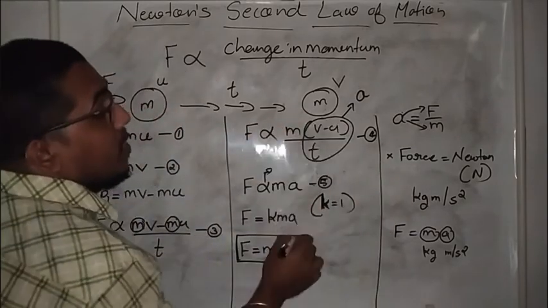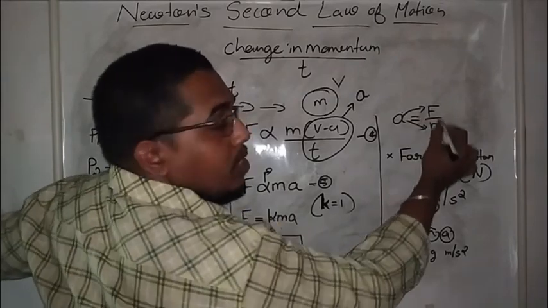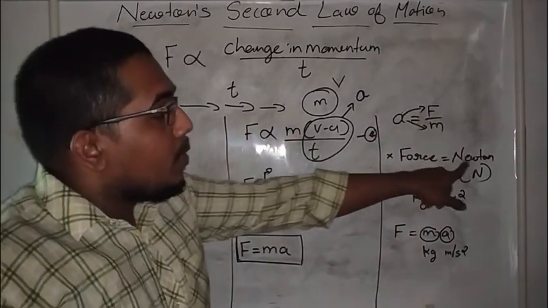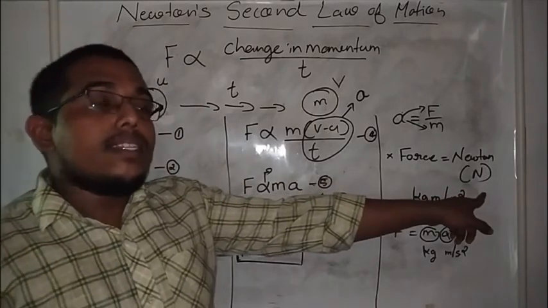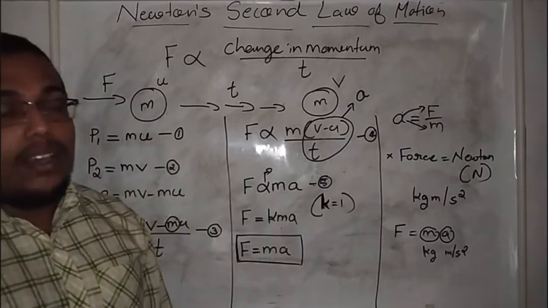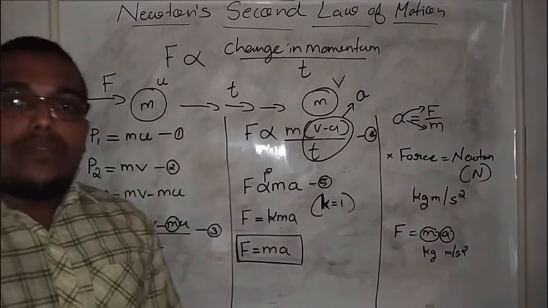It's very, very important. This entire derivation is very, very important. So acceleration a is equal to F by m, and the SI unit of force is called Newton, denoted by the letter N, capital letter N, or kilogram meter per second square. So these are the ideas about Newton's second law of motion.